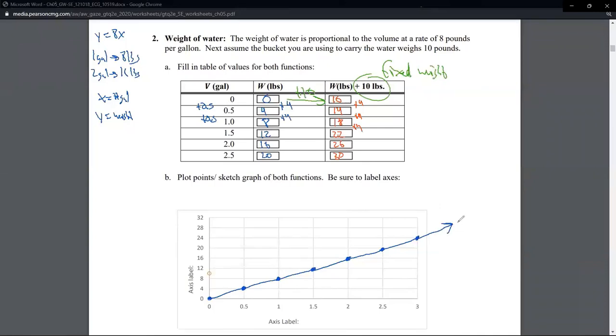So that was no bucket. Now let's do in red with the bucket. So this is what we would have seen on the scale, but when we go to pick it up and haul it somewhere, we're really going to feel the red curve.